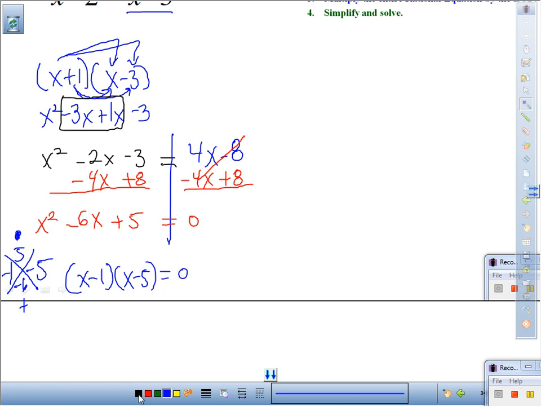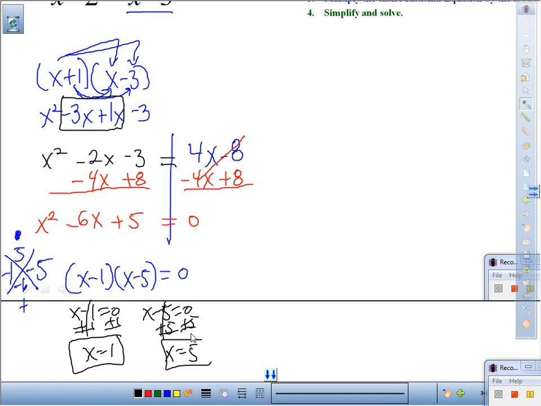To solve, what do we do? Set them equal to 0. x minus 1 equal to 0. x minus 5 equal to 0. And solve. Plus 1, plus 1. x equals 1. Plus 5, plus 5. x equals 5. These are my solutions.